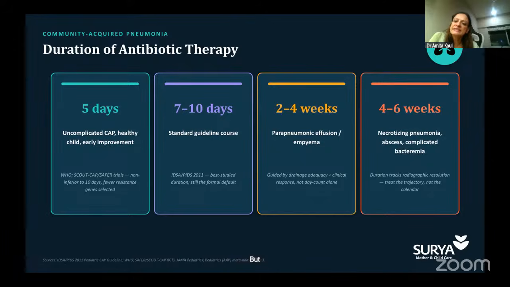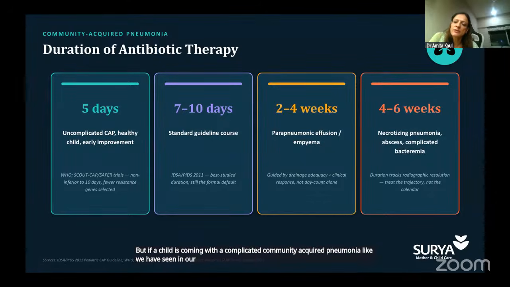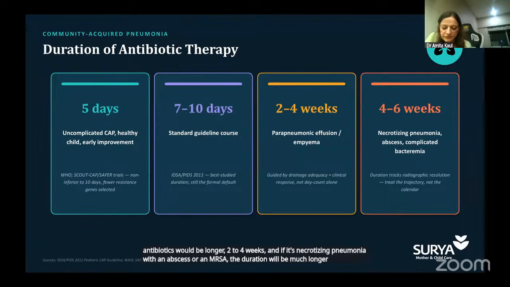But if a child is coming with a complicated community acquired pneumonia, like we have seen in our cases, where you have an effusion, you have an empyema, the duration of antibiotics would be longer, 2 to 4 weeks. And if it's necrotizing pneumonia with an abscess or MRSA, the duration will be much longer, 4 to 6 weeks.